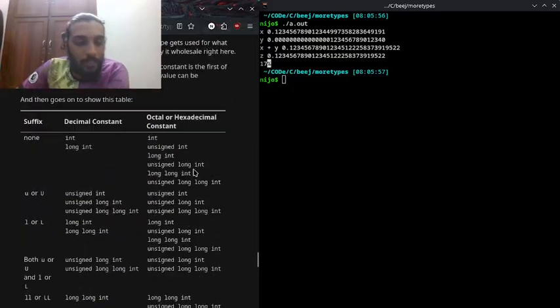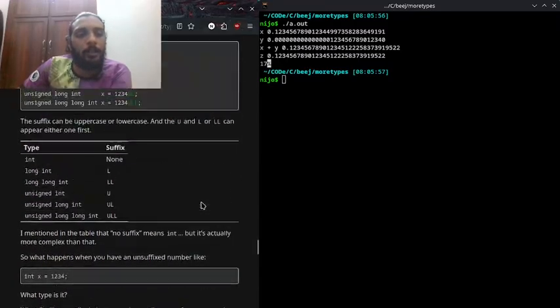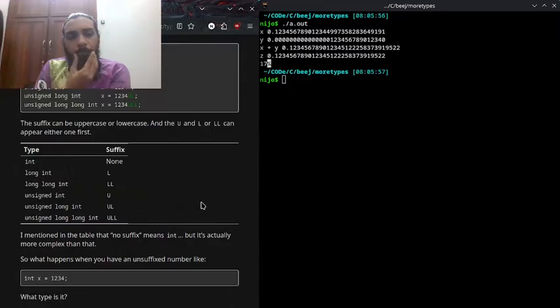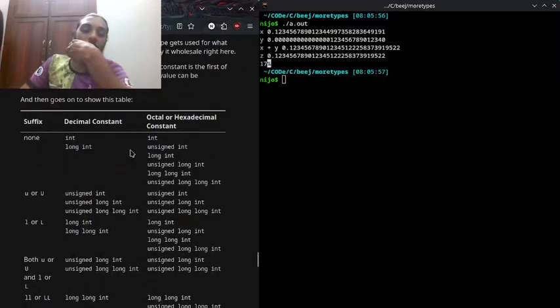Oh, okay. So it will check, can this fit? No. Can this fit? No. Can this fit? Yeah. Suffix, that is for that. So what happens when you have an unsuffixed number? Like, what type is it? That depends. It chooses the type. Okay, I wonder what.